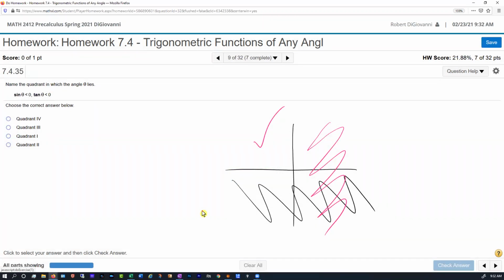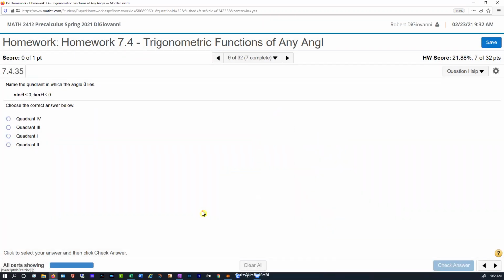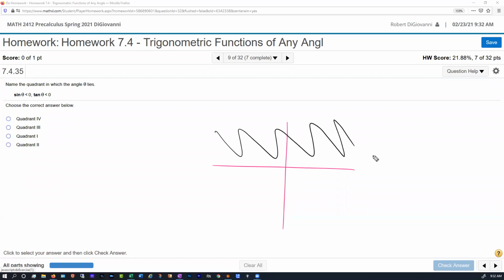Okay. We'll do one more of these. Okay, here sine has to be less than 0. So sine has to be negative, right? So the y has to be negative, means we can't be up here. And then tangent has to be negative. So for this, I'll remember all students take calculus. So the two places that tangent is positive is here and here, but we need tangent to be negative. So that means we cannot be here and we cannot be here, which means we have to be here. And so we have the fourth quadrant.